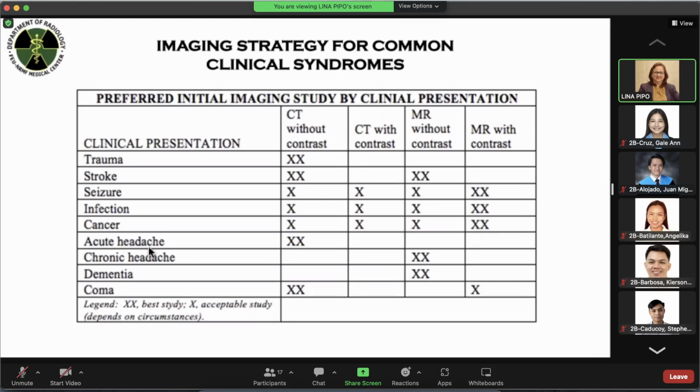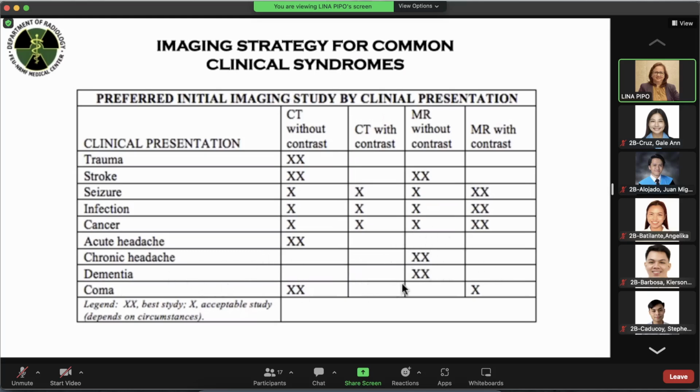In cases of acute headache, it is better to request only a plain CT scan. You don't need to request with contrast initially. But if after the plain CT scan there's a suspicious mass, now you can request CT with contrast for better evaluation. But initially, plain CT is enough. And then for chronic headache, plain MRI. So that's different, acute and chronic. In chronic headache, plain MRI is recommended.